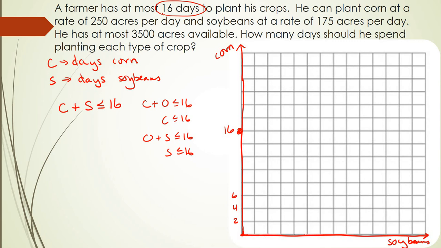2, 4, 6, 8, 10, 12, 14, 16. Less than or equal to, I have up to and including 16 days. So there's my first line, and less than is going to be this way. So I can plant any combination of these days.